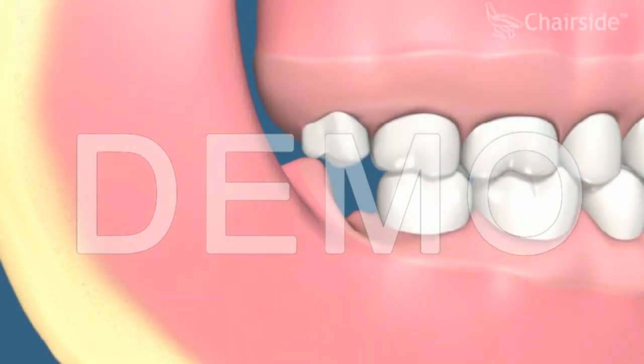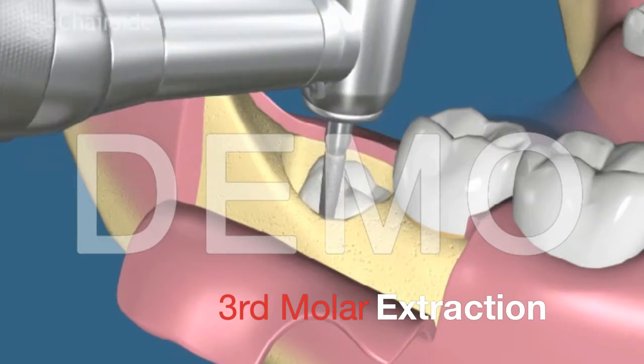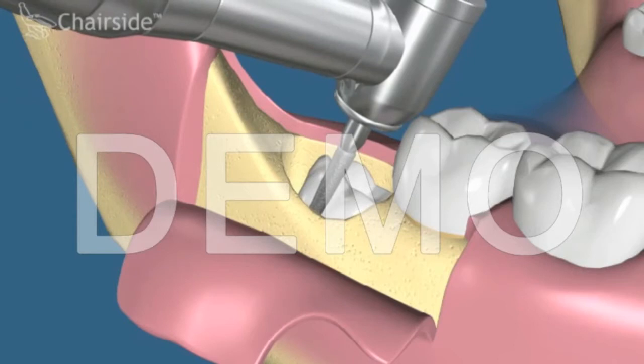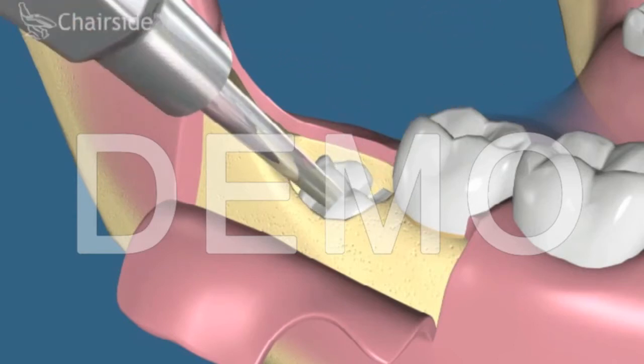Once the tooth is gone, the gums recede. Since the tooth is completely covered with bone, significant bone is removed to gain access to the tooth. Then we section the tooth. The tooth sections can then be removed with elevators.